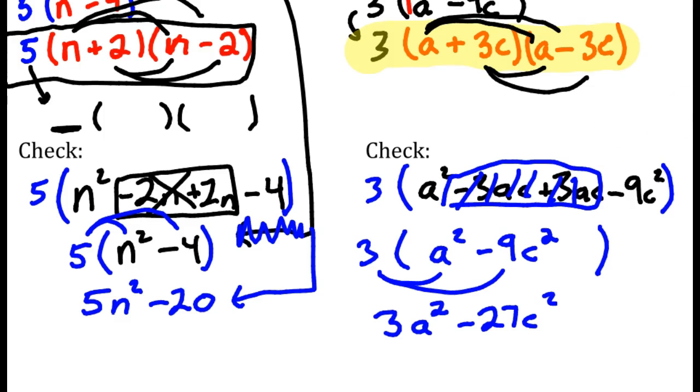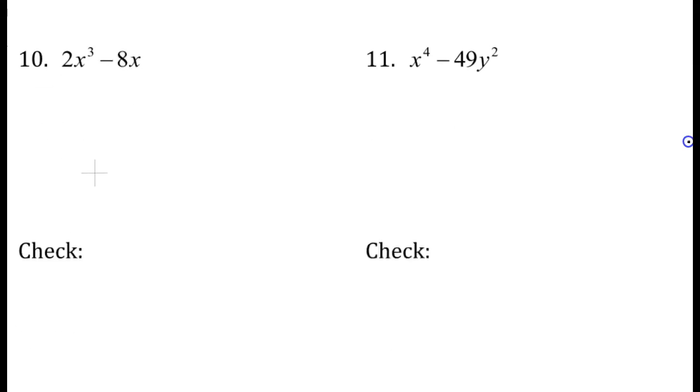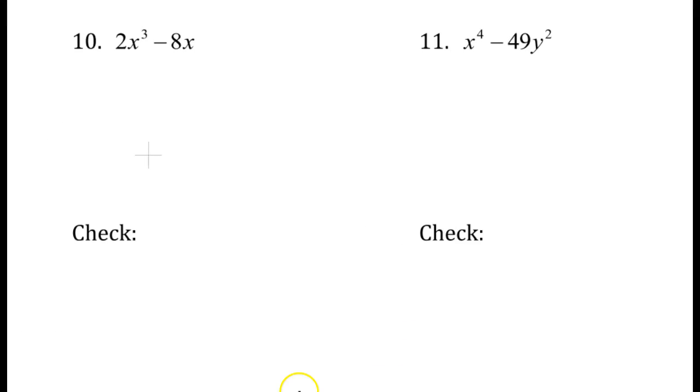Real fast on number 10, just flip it over. Notice here that you can take out a 2 because 2 goes into both of those, but that they both also have an x. So it doesn't have to be just a number. It can be a number and a variable when you're doing your GCFs. Okay. Basically anything that can come out, take it out. Okay? And if you have a multiple choice of like, well, I could take out a 2 or a 4, always take out the biggest number possible. Take out the biggest number possible.